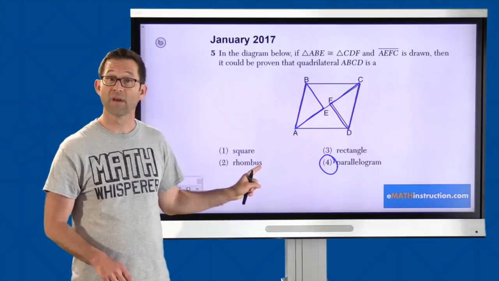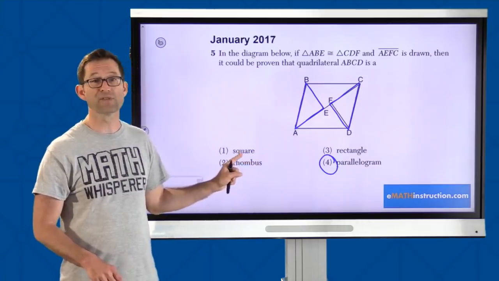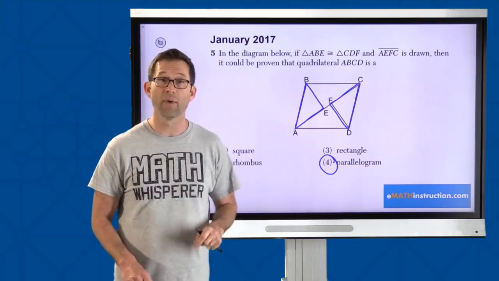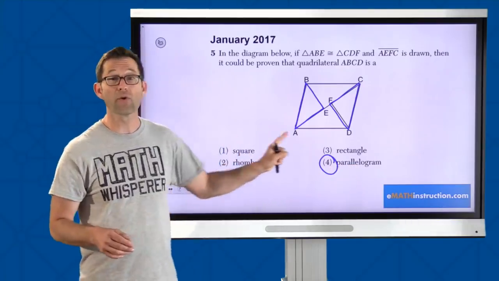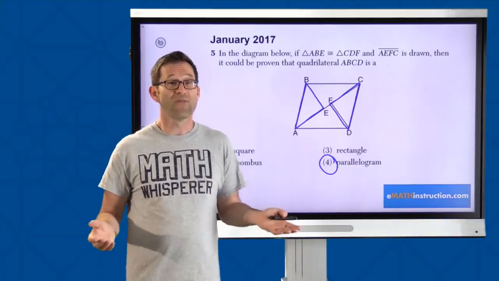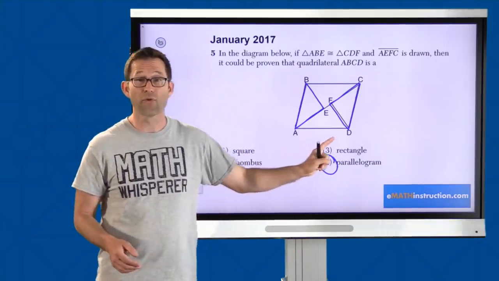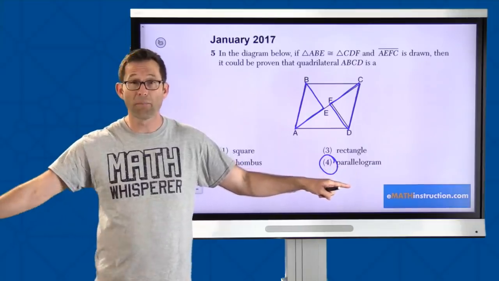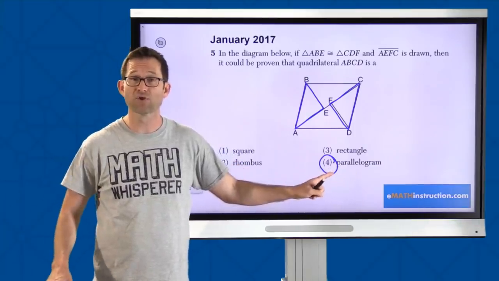But if I had enough information to prove it's a square, a rhombus, and a rectangle, I'd have enough information to prove it's a parallelogram, because all of the other three are also parallelograms. The plain fact is, if I can prove it's any one of the other three, then I can certainly prove it's a parallelogram, because they're all parallelograms. That's got to be the right choice.